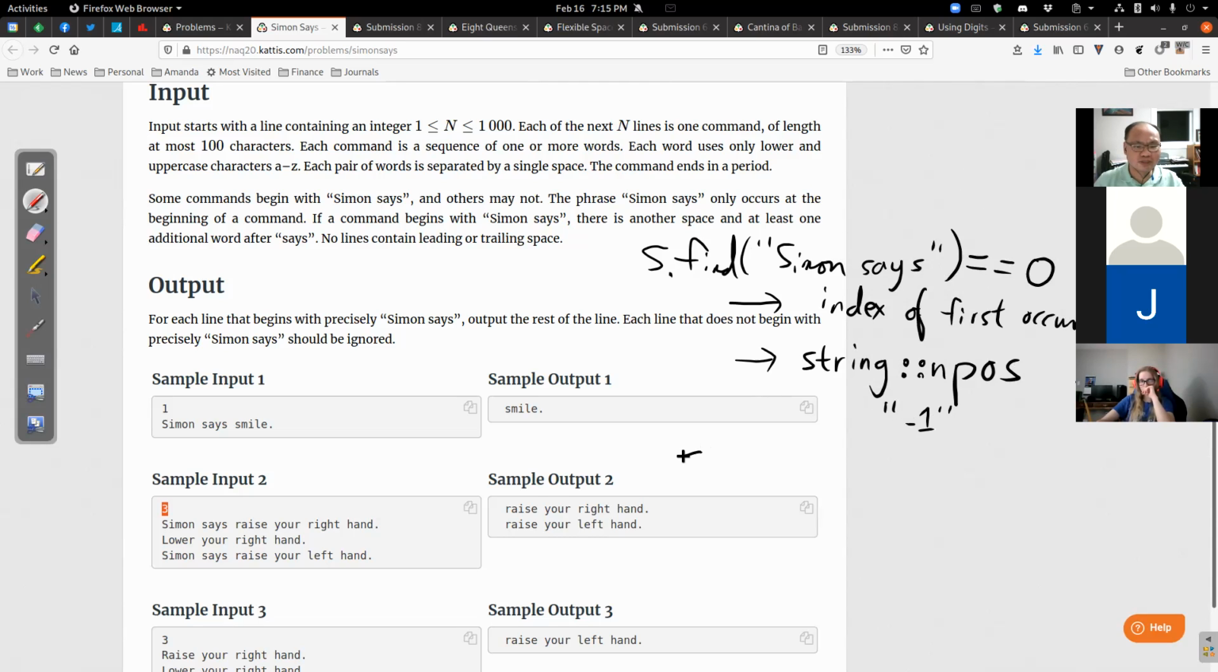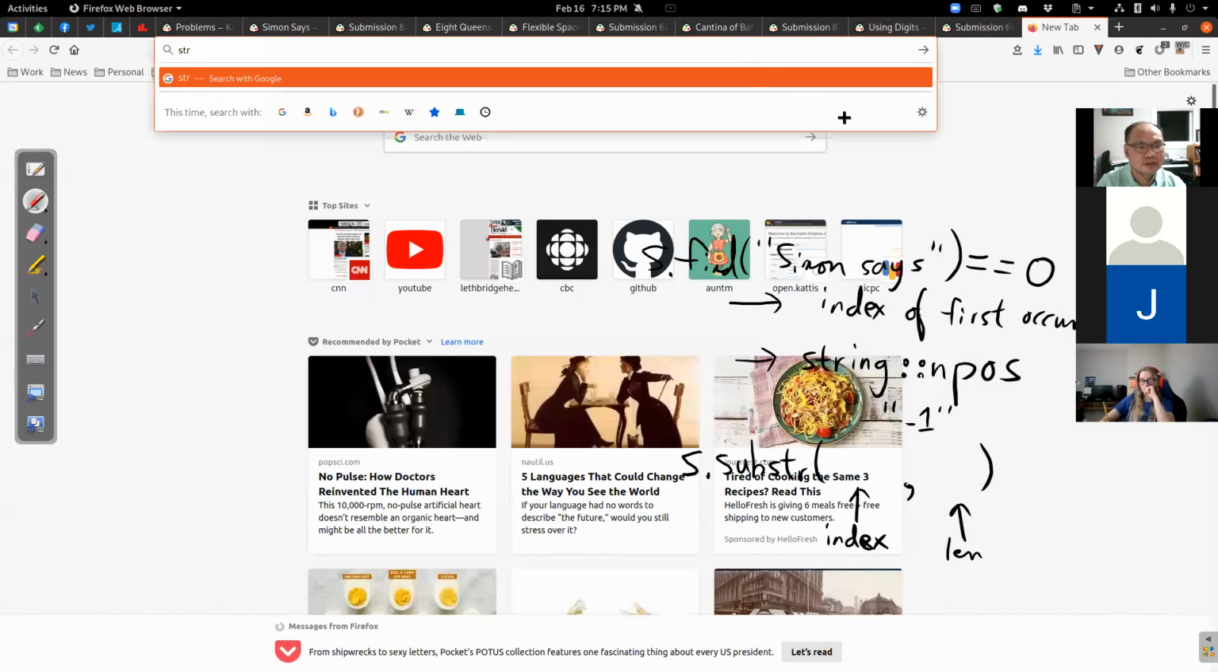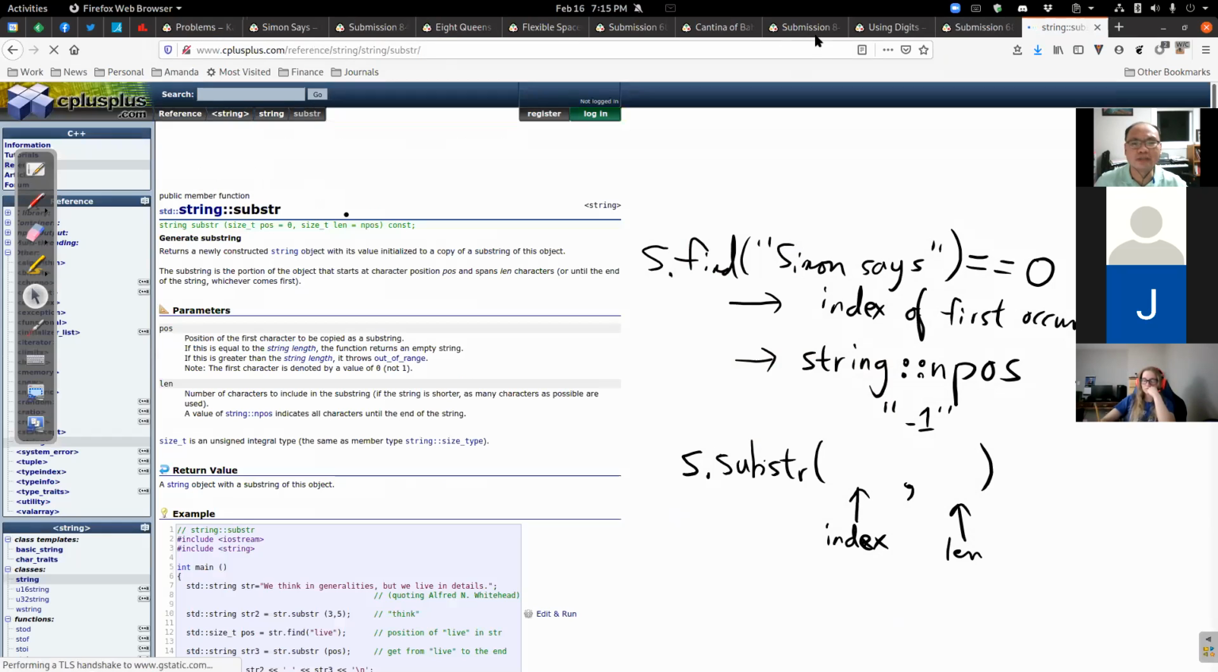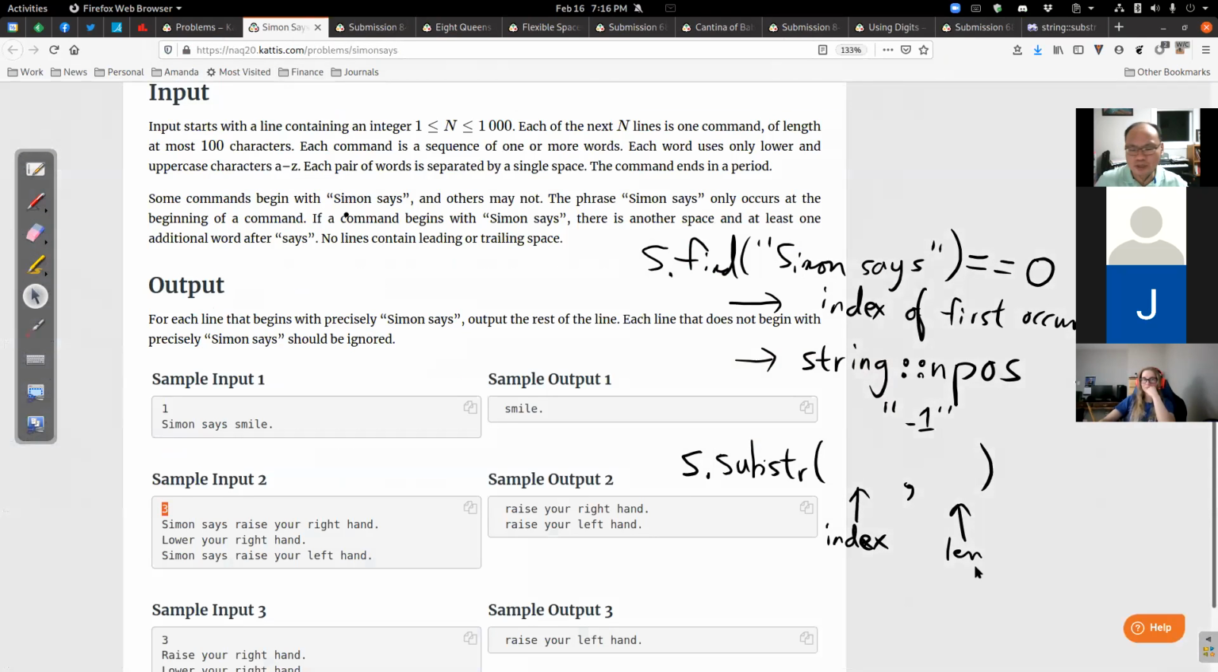And then how do you find the rest of the string? Well, you can use a substring command. Substring takes 2 parameters. The first parameter is the index of where it starts. And then the second parameter is, I believe, the length. Let me just make sure, because I did string substring. Oh, the length. Okay. You see, I forgot already. It's the length. Okay. So you can work that out.